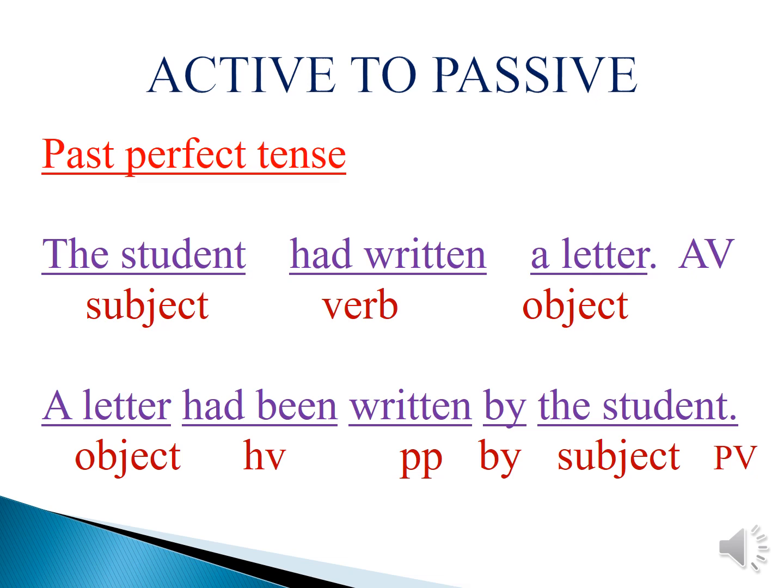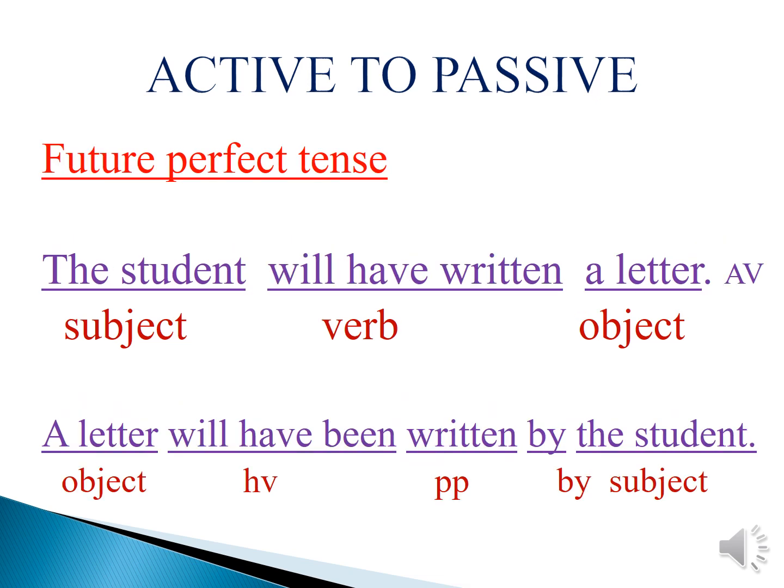Past perfect tense. The student had written a letter. A letter had been written by the student. HV is helping verb. PP is past participle. PV is passive voice. Future perfect tense. The student will have written a letter. A letter will have been written by the student.